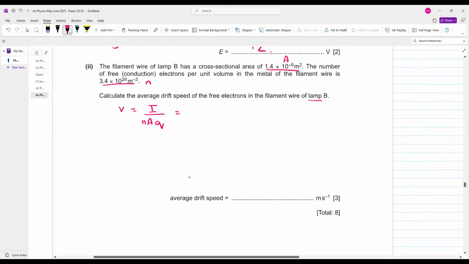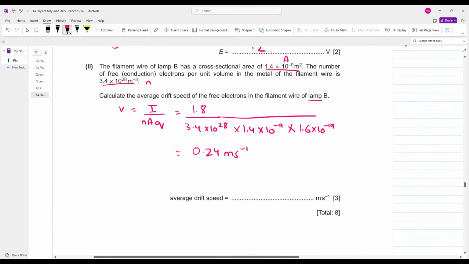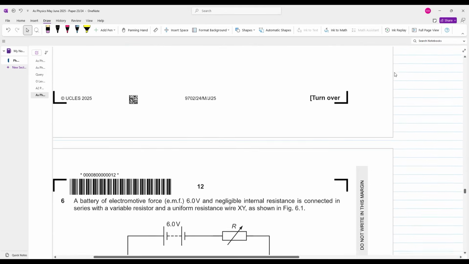Okay. Write it here. What is the number density of charges? 3.4 into 10 raised to the power of 28. What is the cross-sectional area? 1.4 into 10 raised to the power of minus 9. What is the charge q? 1.6 into 10 raised to the power of minus 19. What does your drift velocity come out to be? The drift velocity, in my opinion, comes out to be 0.24 m s to the power minus 1. Easy peasy, lemon squeezy, let's move ahead.